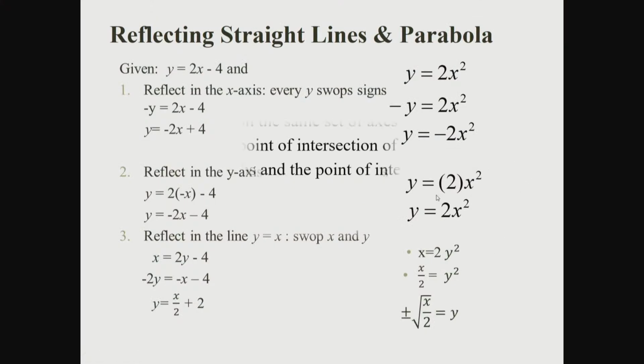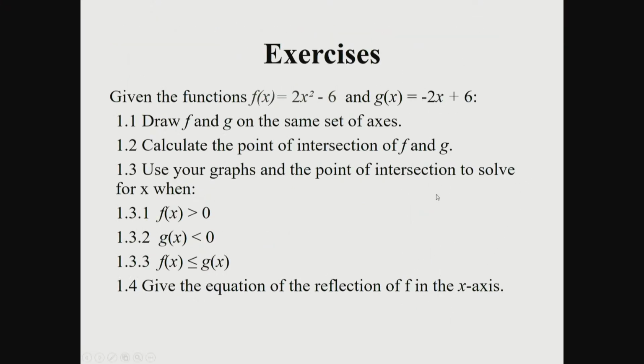Okay, now we can take an example. I think we are ready. The exercise: given that the function f of x is equals to 2x squared minus 6 and g of x is equals to minus 2x plus 6. Yes, I've got 2 already. They want us to draw f and g on the same set of axes and then calculate the point of intersection of f and g, then use the graph.